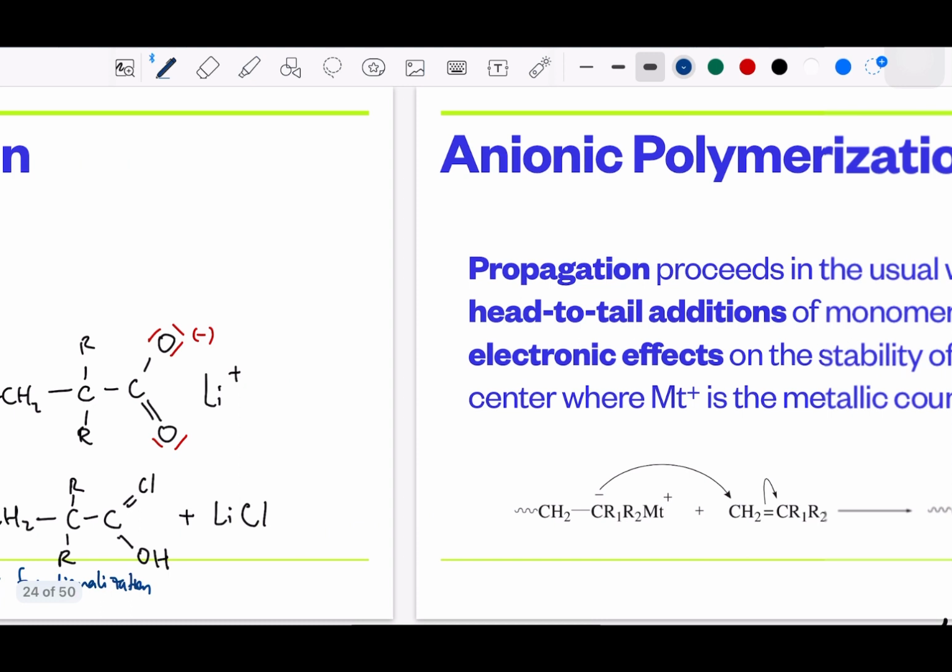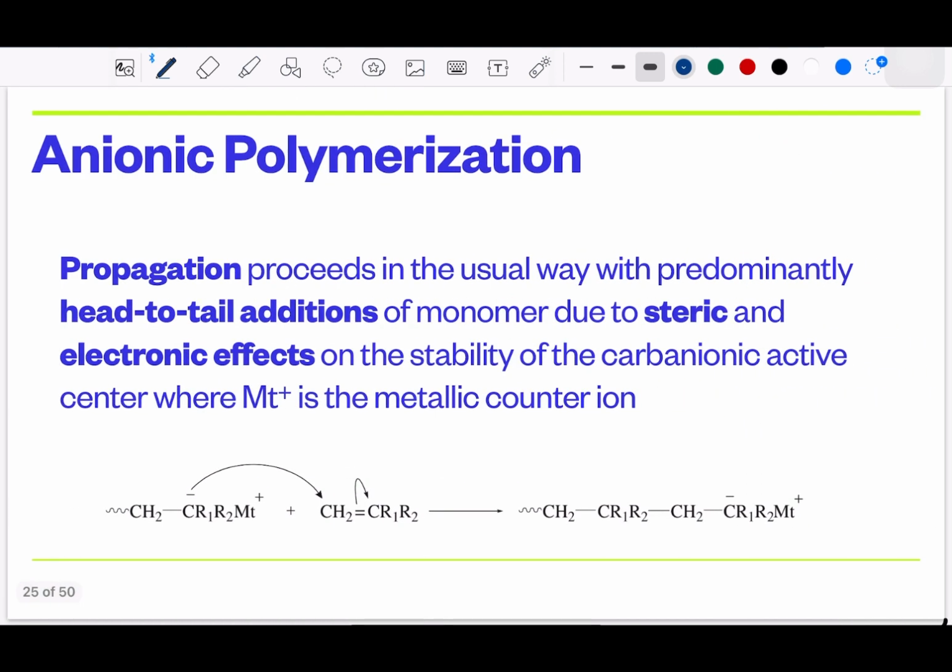Okay, and this is some more general definition for propagations. So propagation is predominantly head-to-tail addition of monomer because of the steric and electronic effects on the stability of the carbanion. Okay, the Mt plus is the metal counter ion.